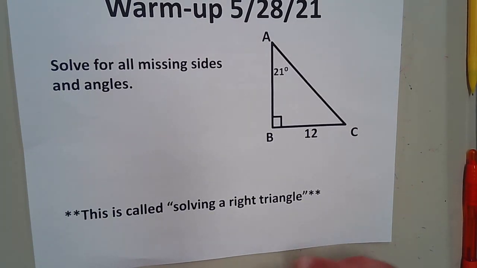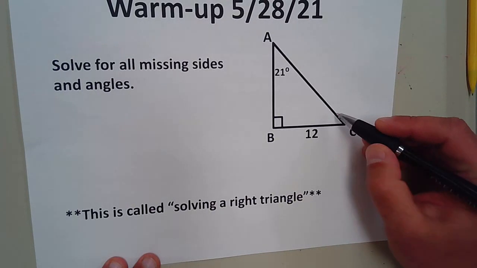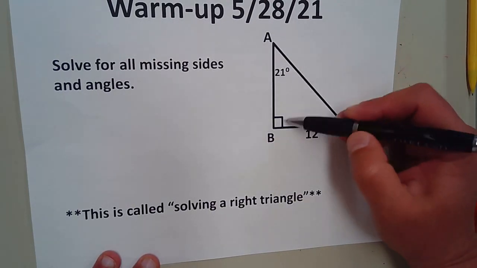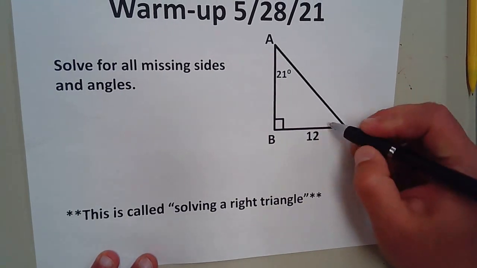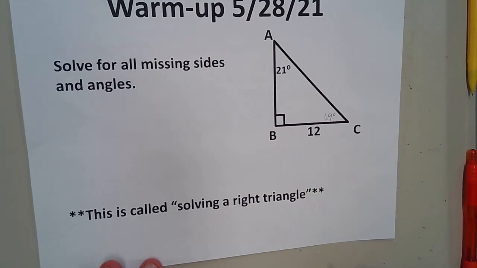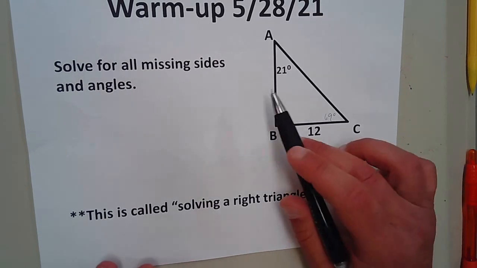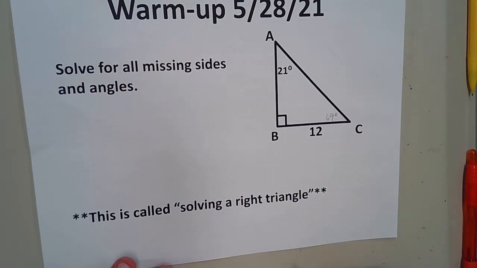All right, parts of this are pretty easy. So like this angle is very easy to find because you know these have to add up to 180, or you also know that these are just complementary. So if that's 21, this would have to be 69 degrees. So that's easy. As far as the other side goes, I would just use my trig functions.